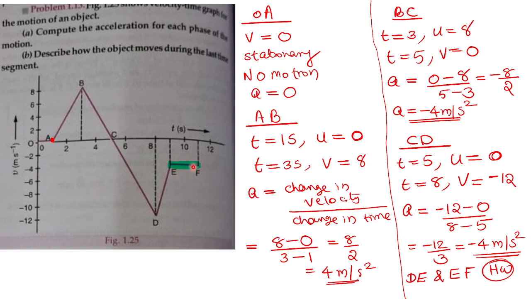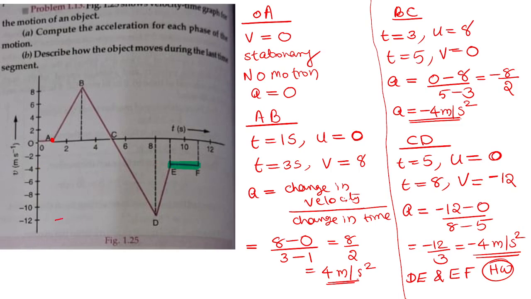Not only acceleration, but also moving forward, backward, every complete information I want. From E to F, the body is moving from E to F. What kind of motion is this? You can see that from E to F the velocity is fixed. The velocity is -4. Velocity is fixed means no acceleration.